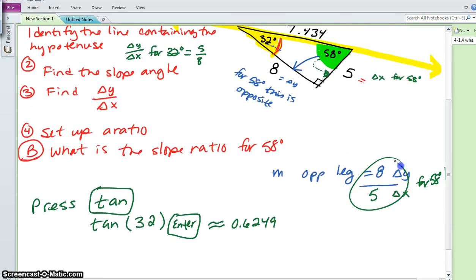So how about 8/5? Push the buttons to find out what that is. 1.6. Well, is this tangent of 58? Well, is the slope ratio for a 58-degree angle the same as the tangent of a 58-degree angle? I get 1.6003 when I press tangent of 58. So yes, they in fact are the same thing. So your calculator will find the tangent ratio for any degree measure you enter.